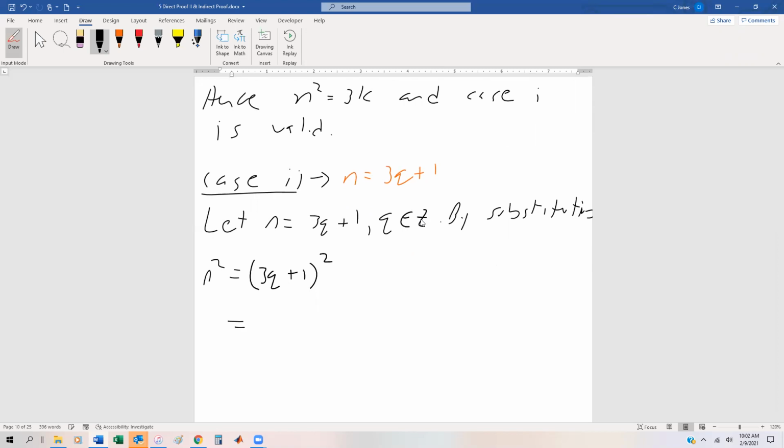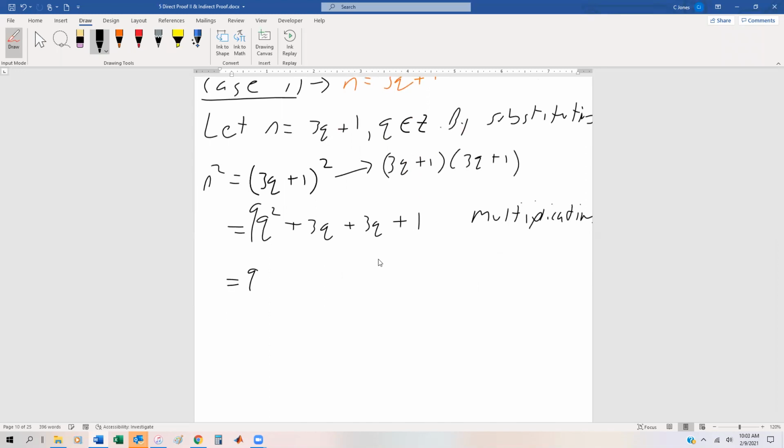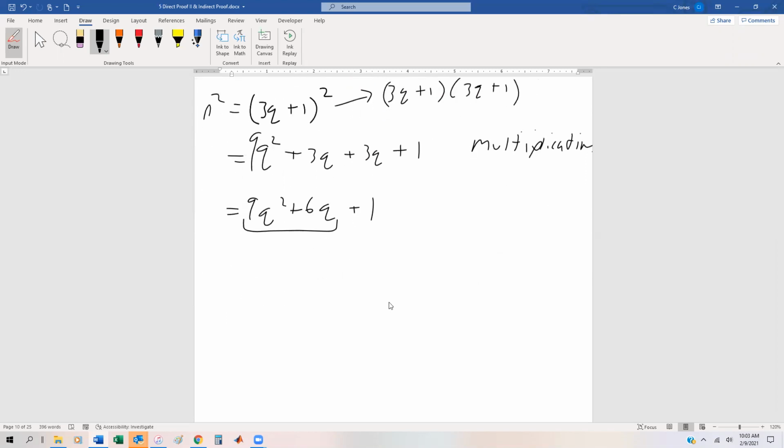We're going to FOIL this out, all right, because remember, this is going to be 3q plus 1 times 3q plus 1, and that's going to be equal to 9q squared plus 3q plus 3q plus 1. Okay, so that's just by multiplication. Right? And that's going to be equal to 9q squared plus 6q plus 1. We can factor a 3 out of the first 2 terms. And that's going to leave us with 3(3q squared plus 2q) plus 1. Right? So this is by like terms, just polynomial addition. This is by factoring.